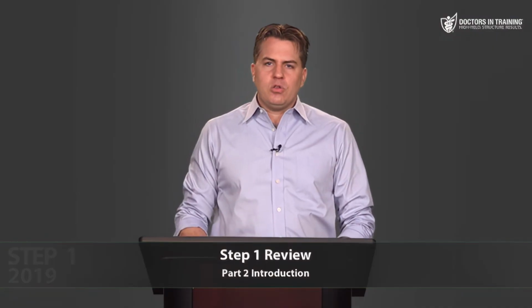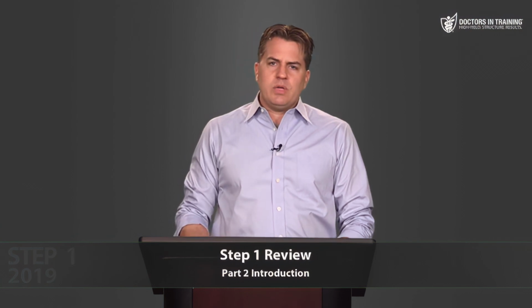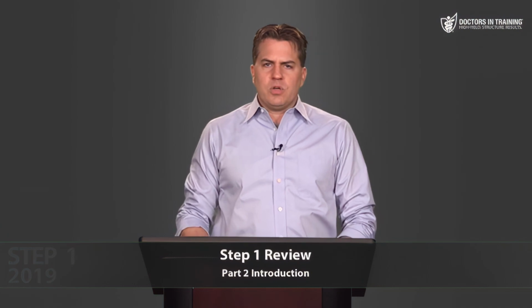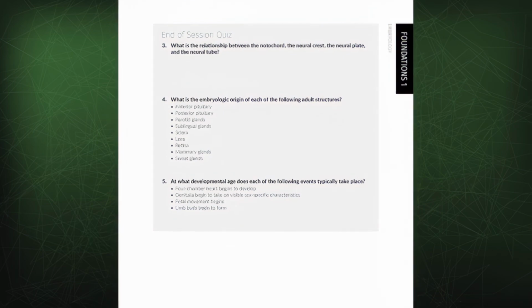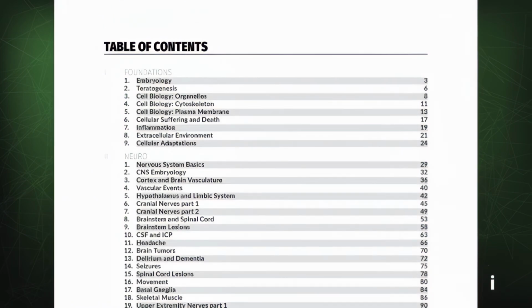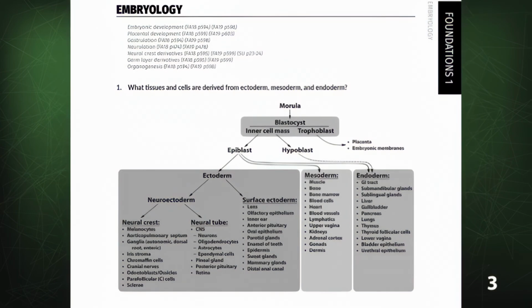Let's take a minute or two to explain how Part 2 of the course is organized. You should have already received your Doctors in Training study guide. Your study guide is an integral component of Part 2 of the course. The study guide is where you'll find all the quiz questions and additional high-yield review material. If you open up the study guide to the table of contents, you'll notice that the course is divided into sections, starting with Foundations, Neuro, Pharm Basics, and so on. You'll also notice that within each section there's a chapter that corresponds to an individual video.